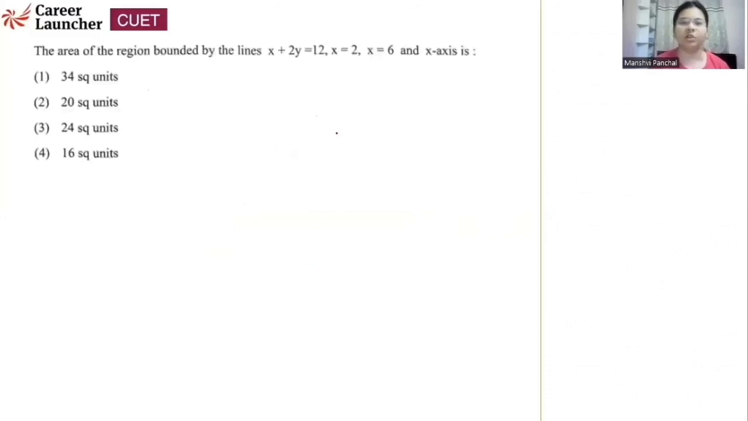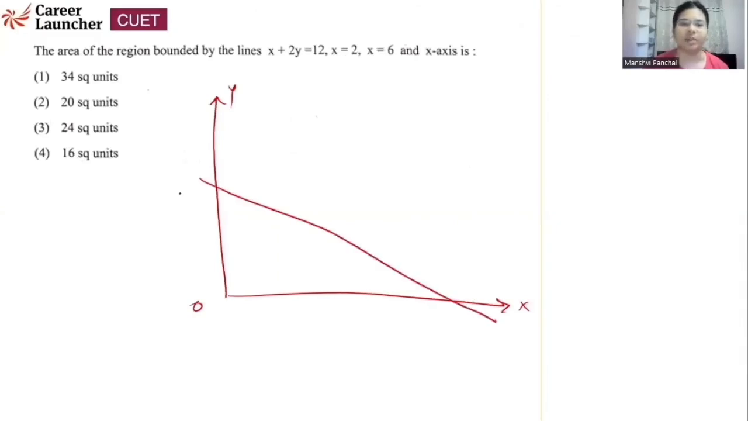The area of the region bounded by these lines and the x-axis is. So we will draw this. This is your y-axis. This is your x-axis. This is 0. x plus 2y equals 12. It means that this line will be something like this. This will be (0, 6) and this will be your (12, 0). Now x equals 2 will be something like this and x equals 6 will be something like this. So you want to find the area of this.